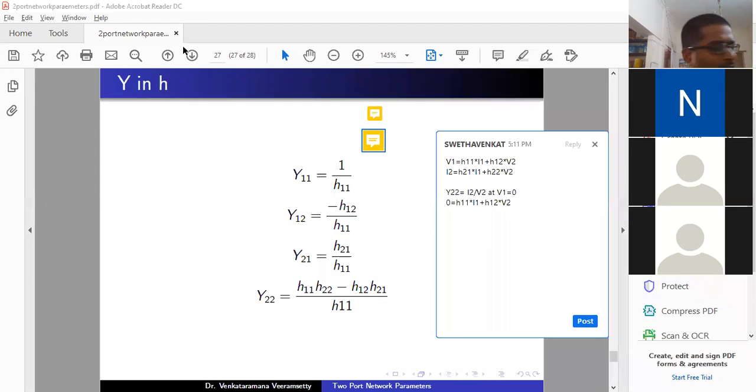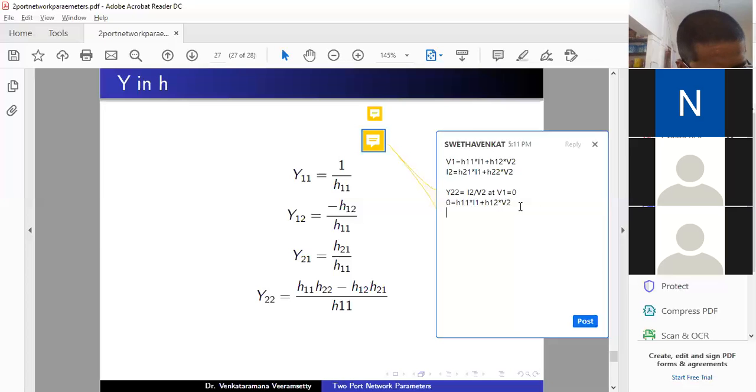And if you want to find the Y22, I2 by V2 we require, right? So from this equation, I2 is there, I1 is there, and V2 is there. If we are able to find the I1 in terms of the V2, then we can take V2 common and we can find the I2 by V2 easily, right? So now we want the I1 in terms of the V2. You can use this equation to find the I1 in terms of the V2.